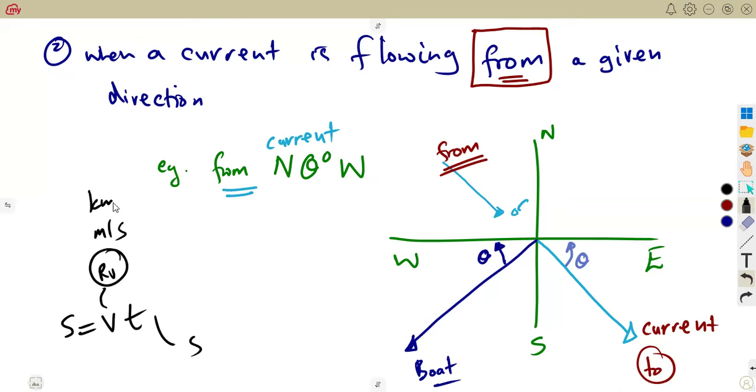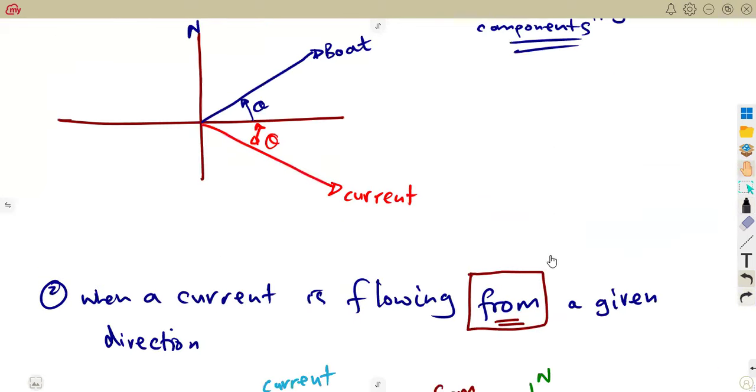If you are using kilometers per hour, the time must be what? Must be hours. So in terms of the units, guys, you are now back to your mathematical units that you know. All right. So these are the two conditions. So I want to use these examples quickly. We're not going to waste much time, guys.